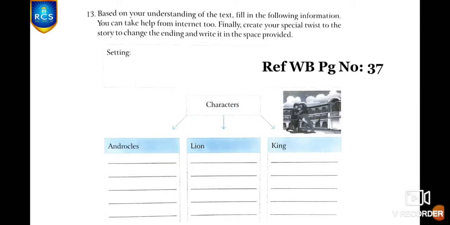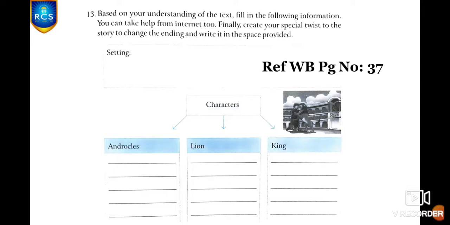And 13th question, in your workbook, page number 37, children, based on your understanding of the text, that is the story, Androcles and the lion, you have to fill in the following information. You can take help from the internet or you can refer to the book, okay? And finally, create your special twist to the story to change the ending and write it in the space provided.